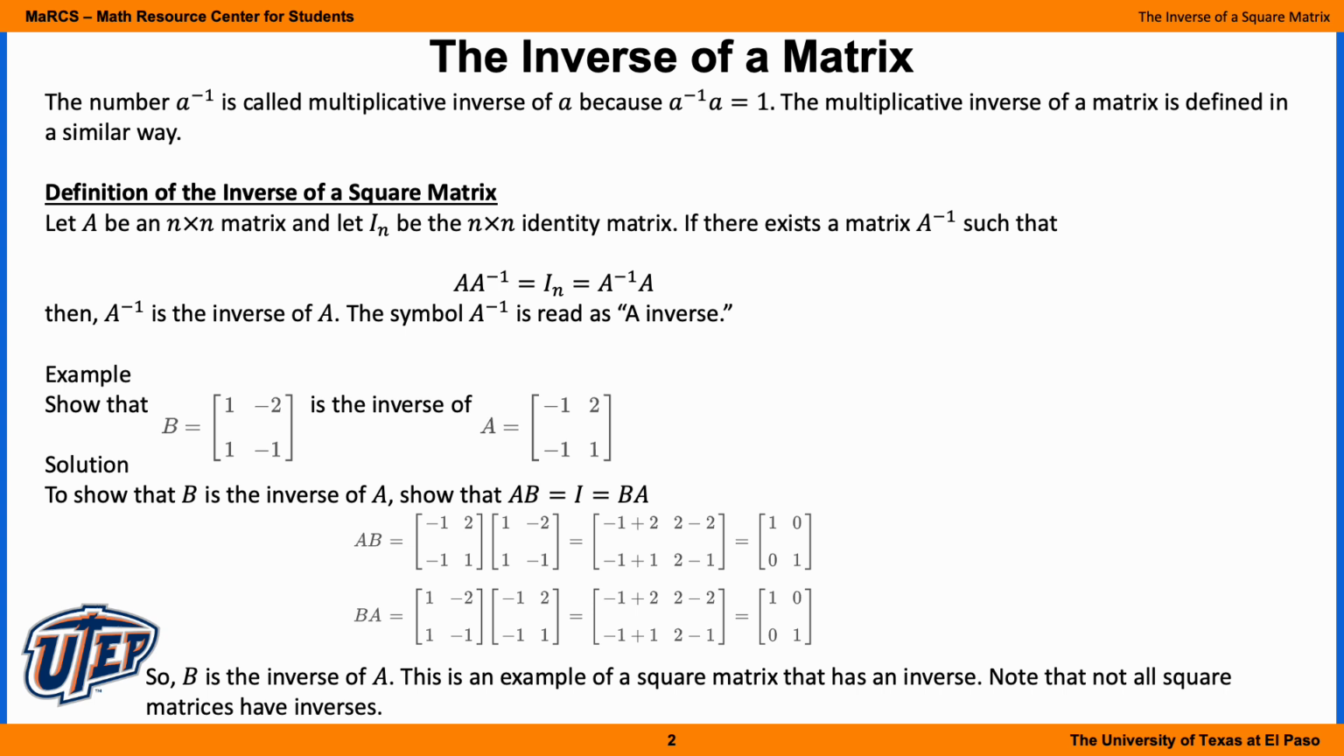So for example, we are told to show that the matrix B is the inverse of the matrix A. In order to do that, we need to multiply B times A and show that it is equal to the identity, and then switch the order, so now A times B, and show that that is also equal to the identity. So first we are multiplying A times B. After following the steps that were defined in the previous recording, we get the identity matrix. Now, repeating the process for B times A, we also get the identity matrix. So that means that B is the inverse of A. This is an example of a square matrix that has an inverse. Not all square matrices will have inverses.